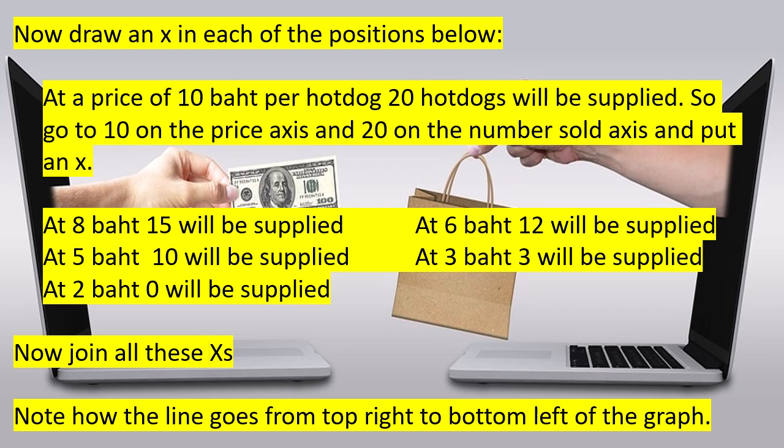At a price of 10 baht per hot dog, 20 hot dogs will be supplied. So go to the 10 on the price axis and 20 on the number sold axis and put an X there where the two join.